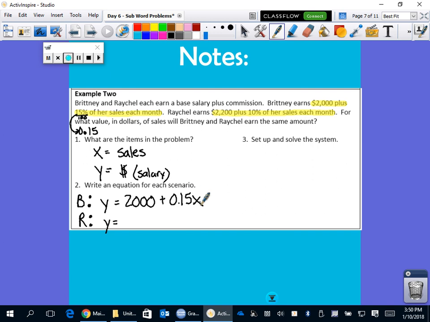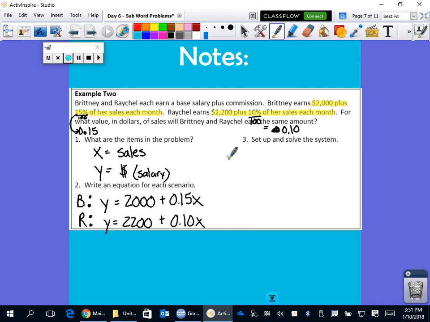And pretty similar to Rachel. Rachel earns $2,200 plus 10% of her sales. Again, put the X with the right term here. 2,000, she automatically gets 2,000. Doesn't matter what she does, 2,000.